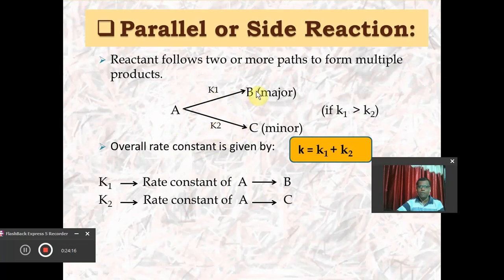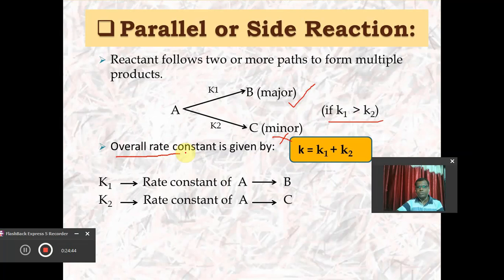But here, out of the two products, one is called the major product and the other is called the minor product, and that major and minor proportion depends upon their stability. So the major product is more stable and the minor product is less stable. That's why the rate constant for the major product is greater than the rate constant of the minor product. So the minor product is the unstable product. Their stability depends upon their energy, which we will discuss in the graph.